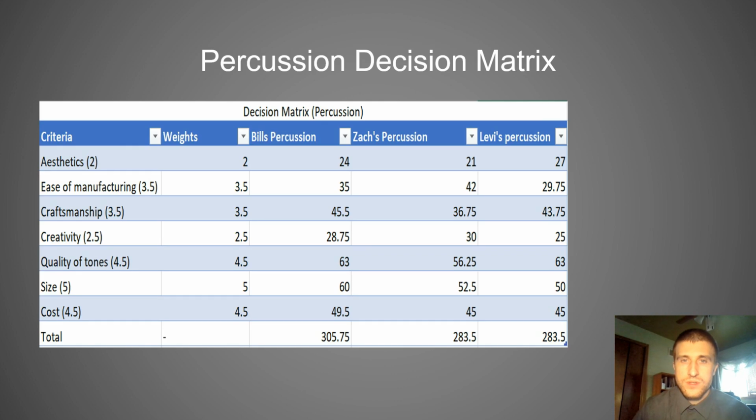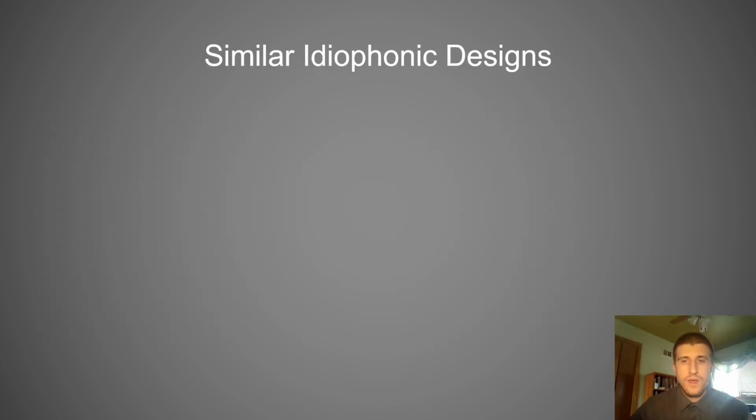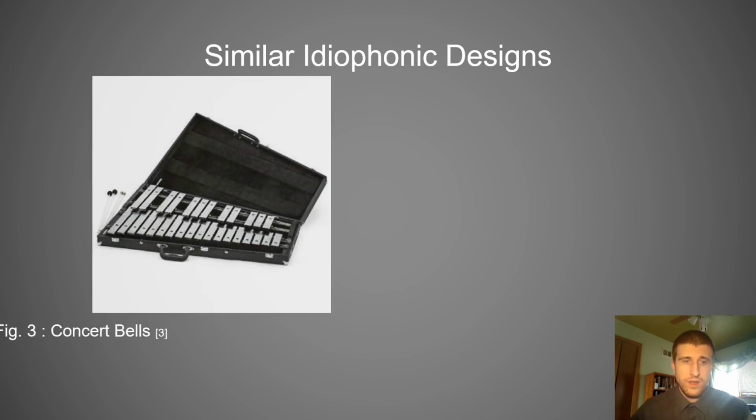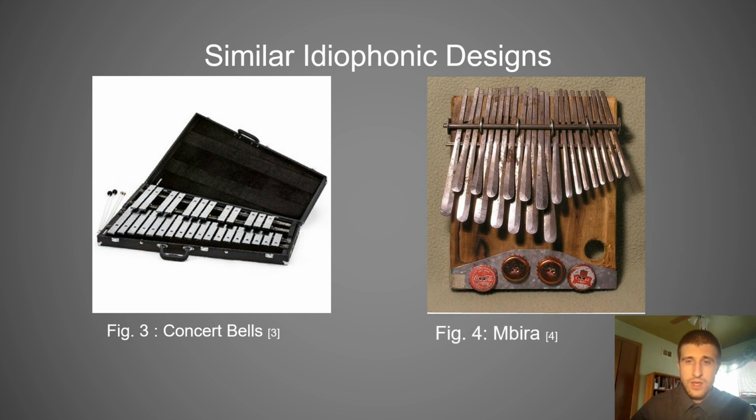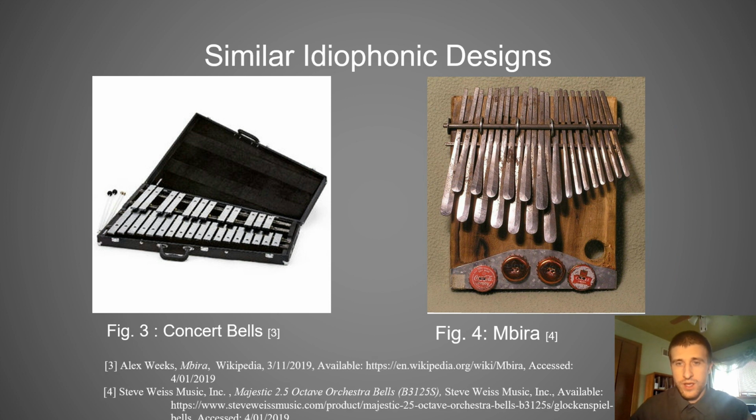The way that we chose this design was that we had 2 other designs by Levi and Zach, and we voted, and it turned out that mine ranked the highest out of all of our criteria. Some designs that are similar to my design are the concert bells, which feature steel bars played by hitting it with a mallet. And another one is the umbira, which is a cantilevered metal bar instrument played by striking it with your finger.